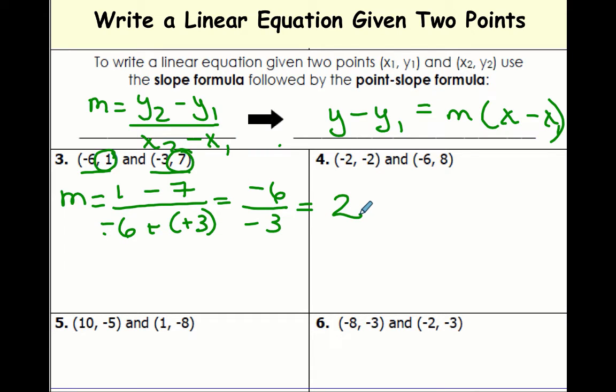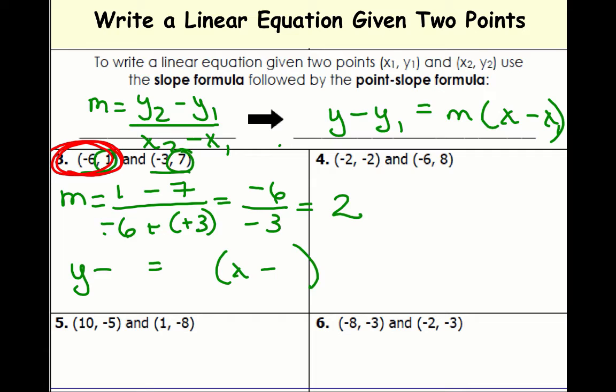Now, to finish it off, I want to go in and actually write the equation. So if I use slope-point formula, there's my skeleton. Now I'm going to fill it in with some numbers. It doesn't matter which point I use. I'm going to stick with this one, just because it's first.